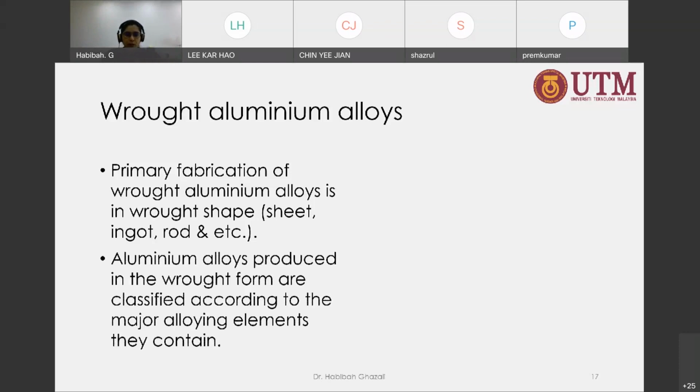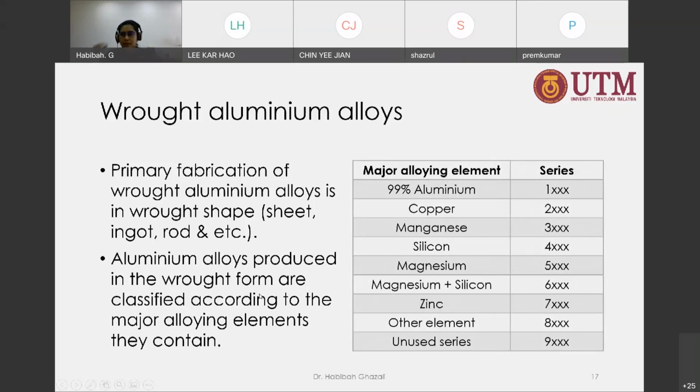Aluminum alloy produced in the wrought form are classified according to its major alloying element. So you probably have seen the series of aluminum alloy. With the 1000 series, when we saw the label and it shows that it's 1000 series aluminum, this means that this aluminum is almost pure, almost 99% of the content of that metal is aluminum.